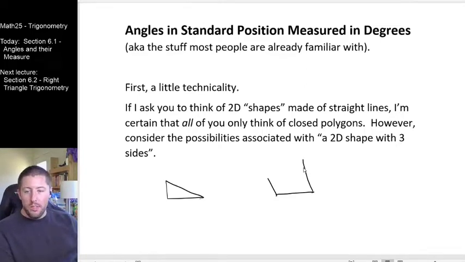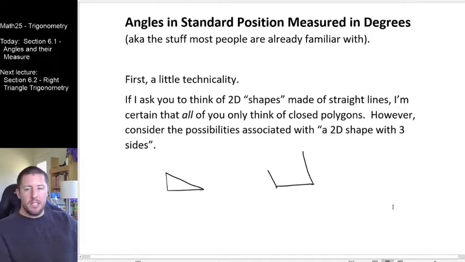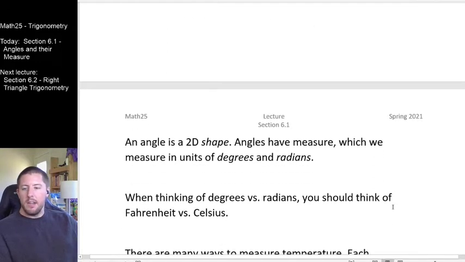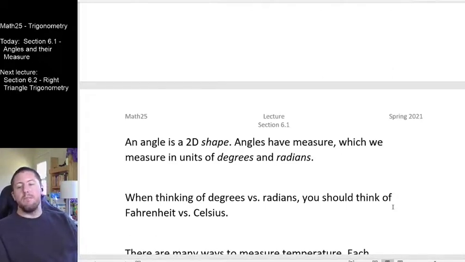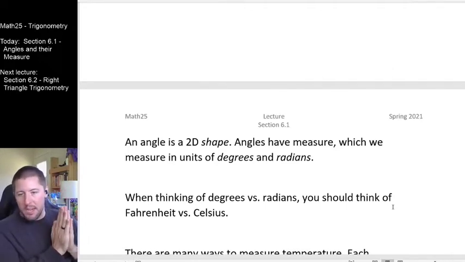It is not a closed polygon because it does not come back to connect with itself, but it's certainly an object that is comprised of three connected straight lines right there. The reason why I'm suggesting this kind of weird idea here is because our first topic of this semester is to discuss what is an angle. And the slight distinction that I think is worth noting here is that an angle is not an amount of measurement that we have. The angle is actually the shape that's being created.